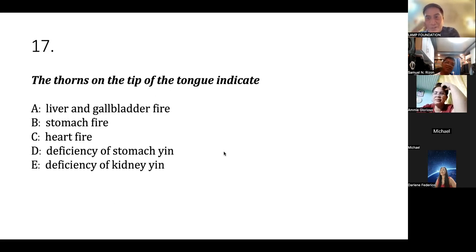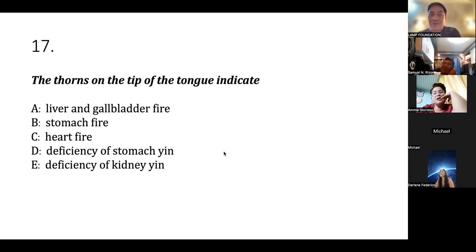Madam, listen to my question very carefully. Anong kulay ng coating sa stomach yin deficiency? Yellow. Ano pa napag-aralan natin kanina pag yin deficiency? No coating. There is no coating. So, the question is wrong, because there is no coating.